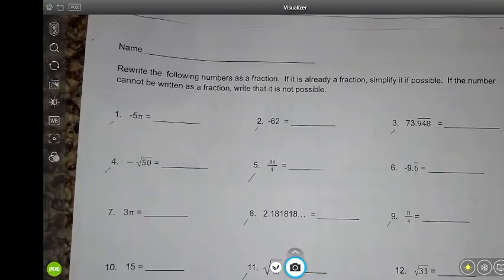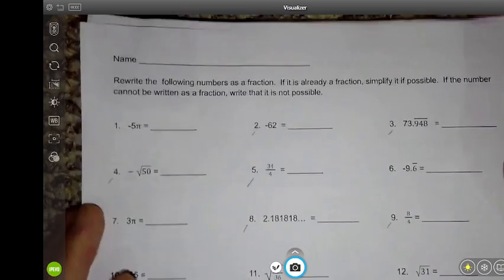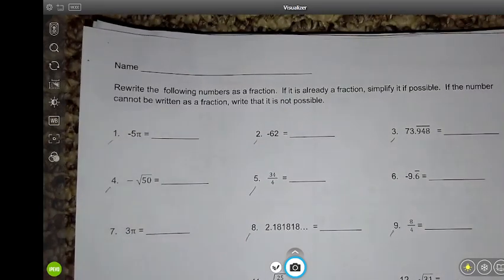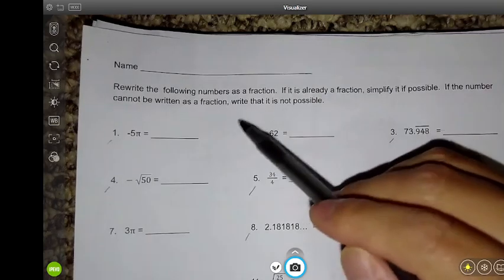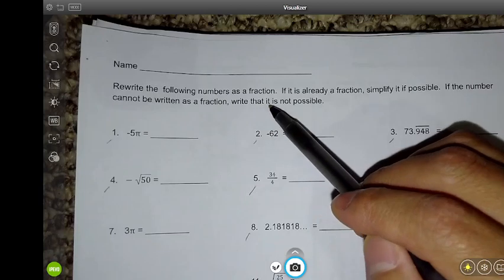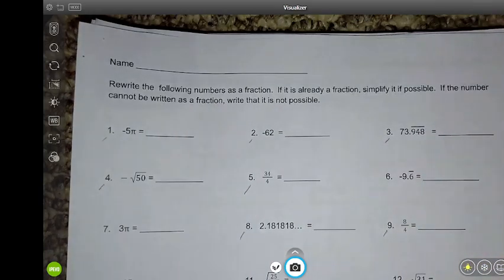Alright, on this video, the instructions say write the following numbers as fractions. If it's already a fraction, simplify it if possible. If the number cannot be written as a fraction, write that it is not possible. Okay, I'm going to do several examples with you here.